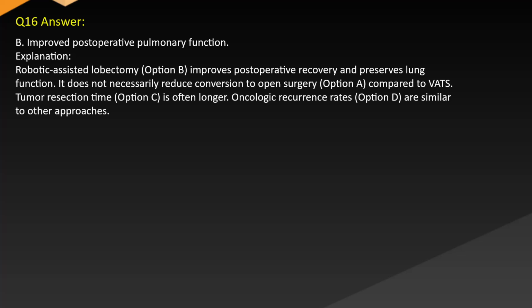Explanation: robotic-assisted lobectomy, option B, improves postoperative recovery and preserves lung function. It does not necessarily reduce conversion to open surgery, option A. Compared to VATS, tumor resection time, option C, is often longer. Oncologic recurrence rates, option D, are similar to other approaches.